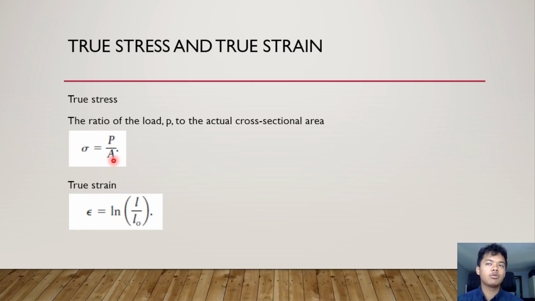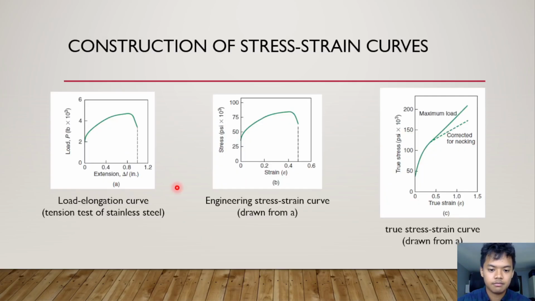As we pull apart this specimen, the cross-sectional area would get smaller and smaller over time. So the value for A depends on that actual cross-sectional area. Same goes for true strain. Then we have construction of stress-strain curves.